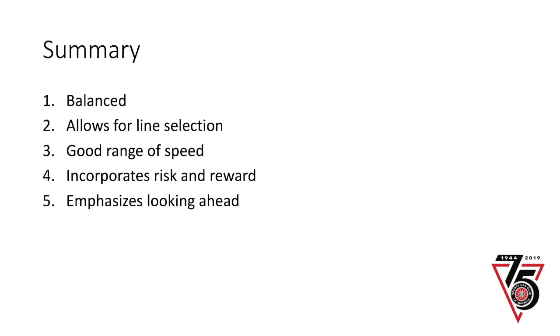Alright, we've gone over a fair bit in a pretty short period of time. For the sake of brevity of this video, I couldn't go quite as deep into each topic as might be needed. If you need any more information on any of this, don't hesitate to reach out to me. But in the meantime, here's our summary. A great national caliber course should be balanced for all types of cars, should present the driver with legitimate line choices and compromises to figure out, it should have a good range of speeds, incorporate sufficient risk and reward, and emphasize looking ahead.